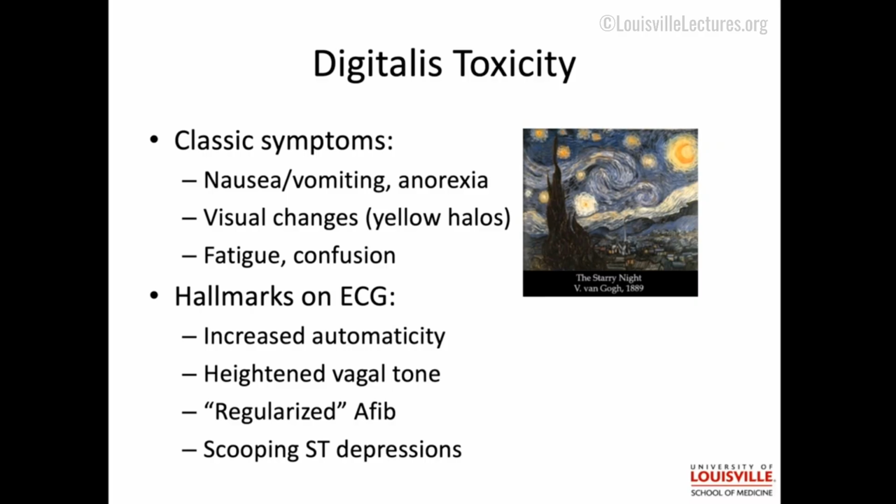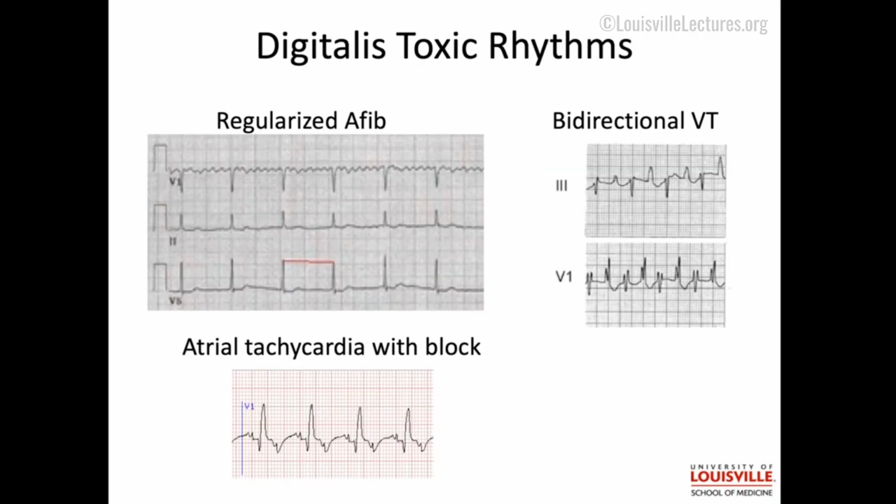On ECG, you're going to see several different things. You can see heightened vagal tone, so slower. Increased automaticity, so it's just going on its own. Regularized AFib, meaning no P waves, but you just have a QRS. That's very common or classic for dig toxicity. And then these scooping ST depressions that I mentioned.